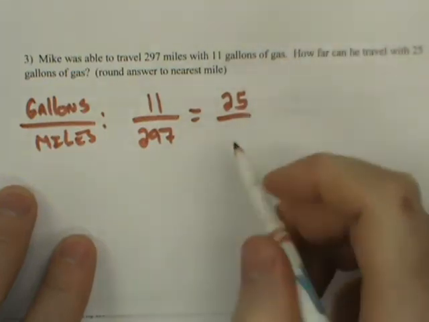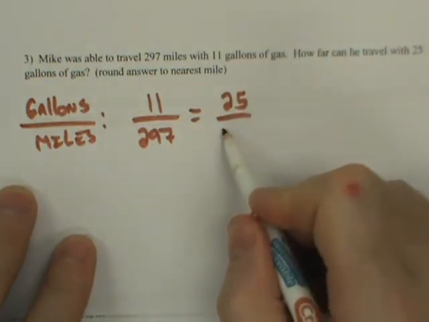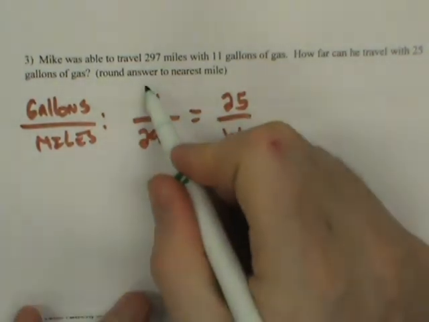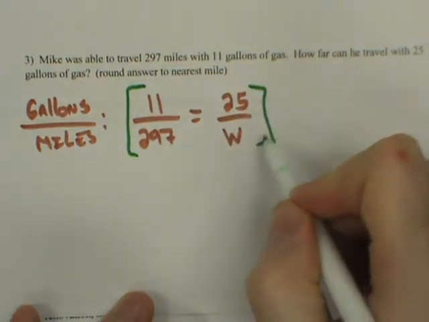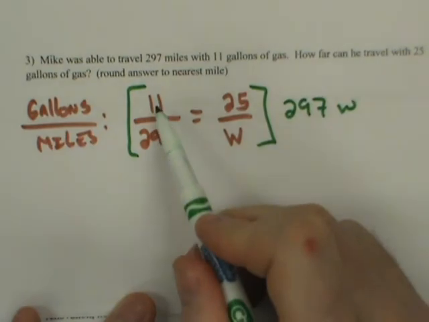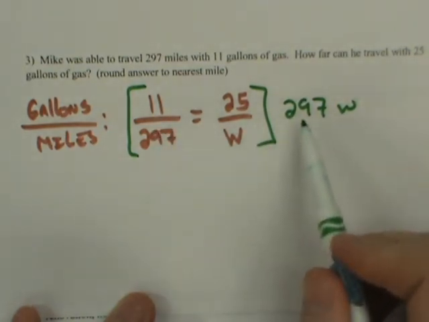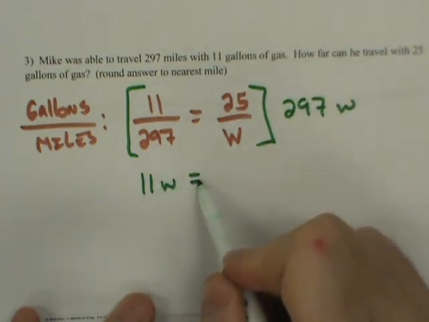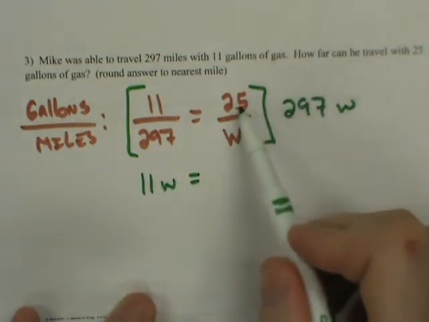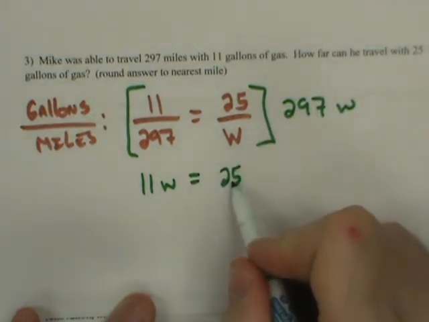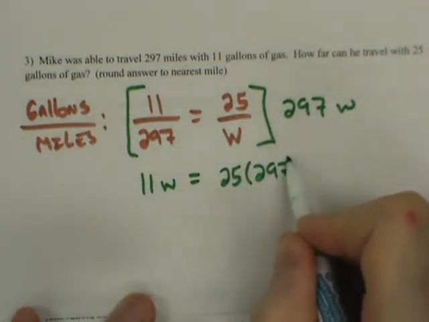And just like the previous example, that means my variable will be on the bottom. This time we'll call it W. As we solve this, we look for our common denominator. Our common denominator will be 297W. As I distribute this to the first fraction, the 297s drop out, and so I would be left with 11 and W equaling. As I distribute to the second fraction, the W's could drop out, and that would leave me with 25 times 297.